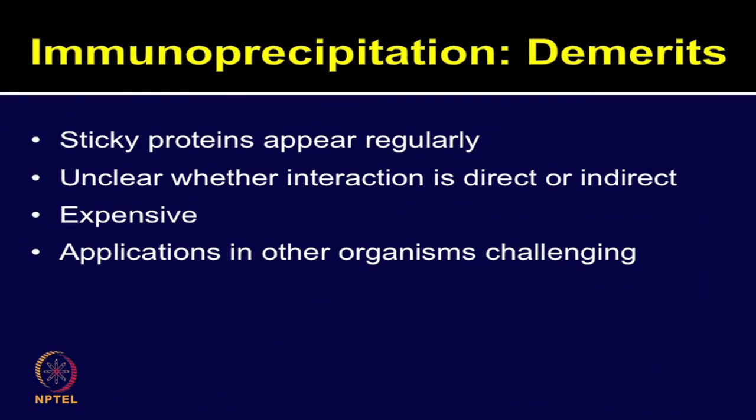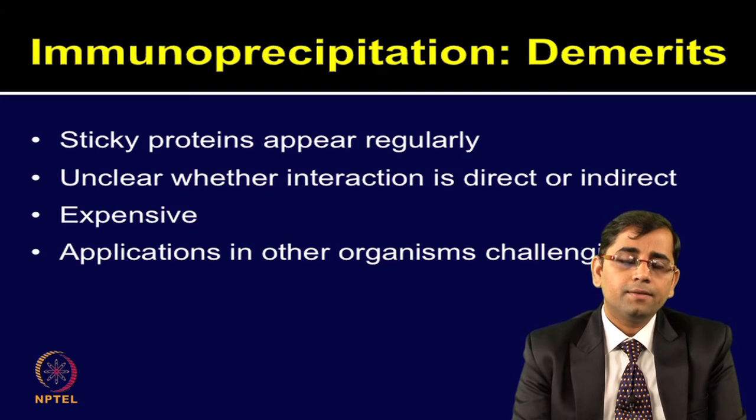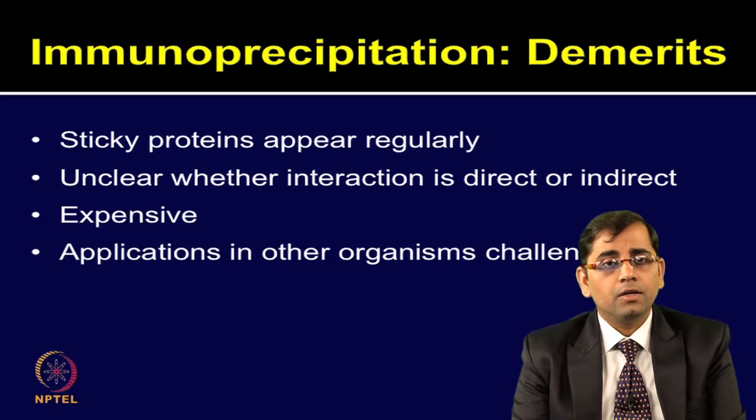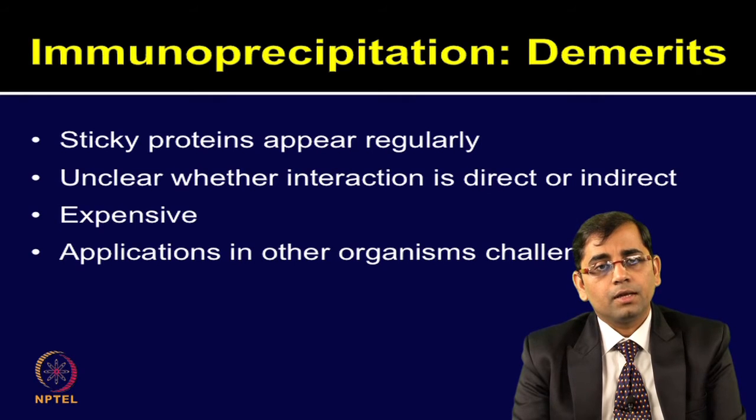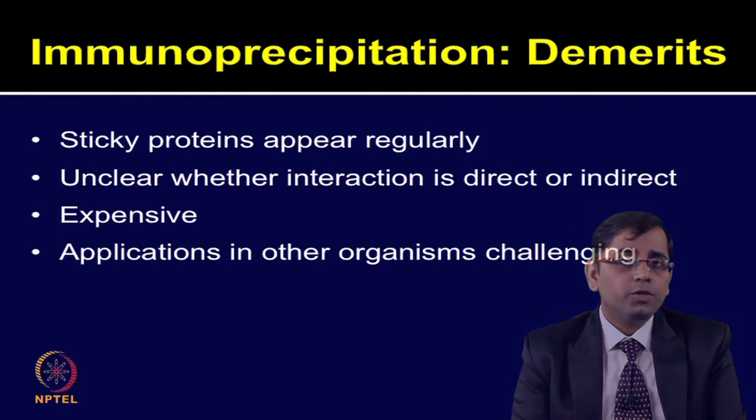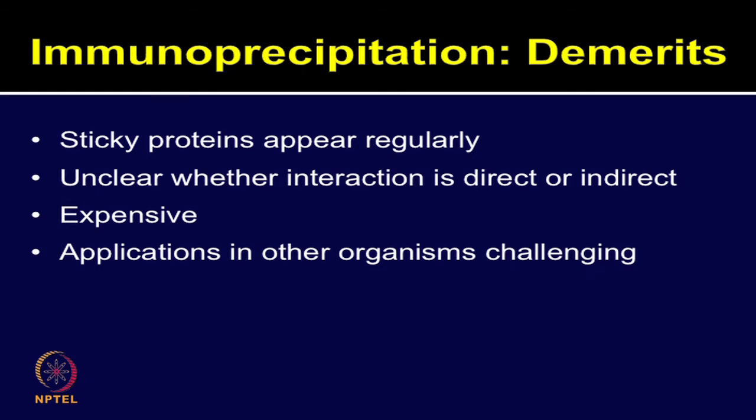What are the demerits of immunoprecipitation? It has been reported that frequently sticky proteins may be picked up. Proteins that are non-specific could also be eluted because they are sticky on other protein surfaces. It means few proteins that are specifically interacting with the target of interest will be isolated along with sticky proteins.